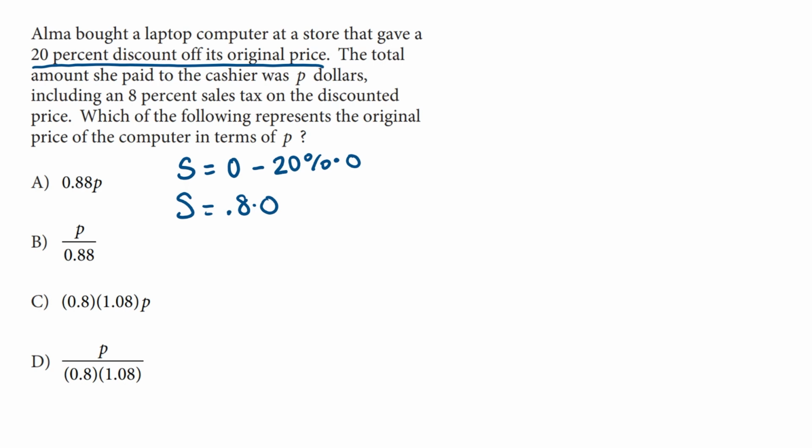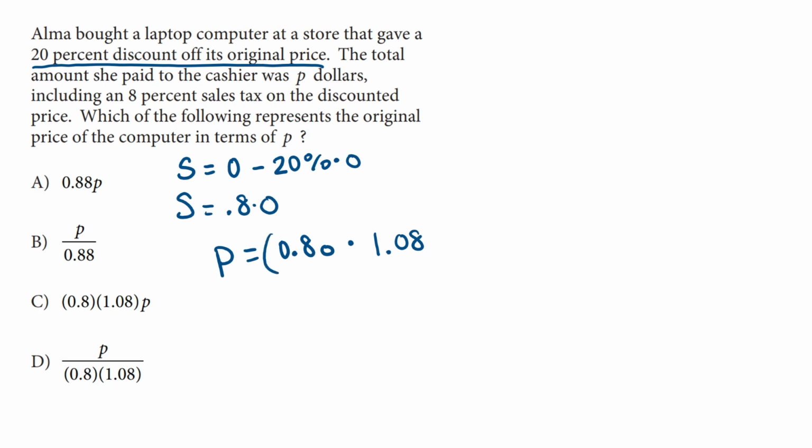Then we're paying a sales tax on the discounted price. So our new price is going to be 0.8 times the original value, so I'll put that O, plus we have to pay an 8% sales tax. So we're going to multiply that by 1.08 because we're taking the entire thing and adding 8% of that.